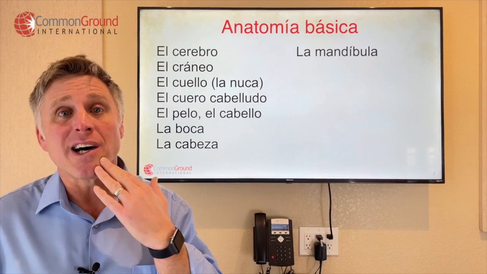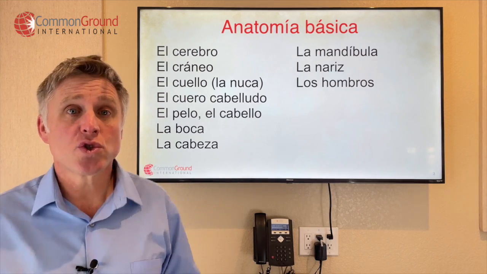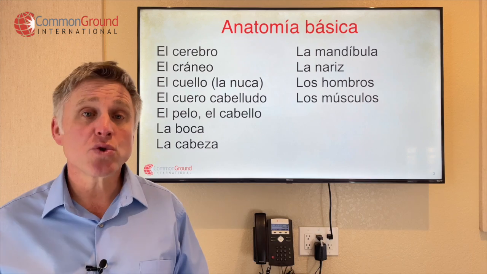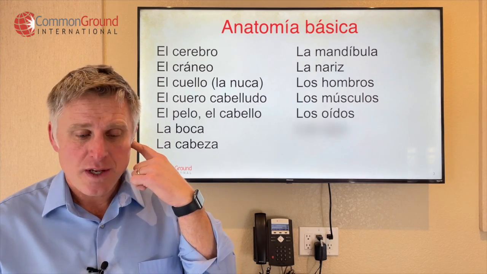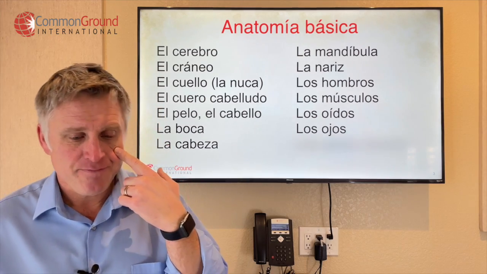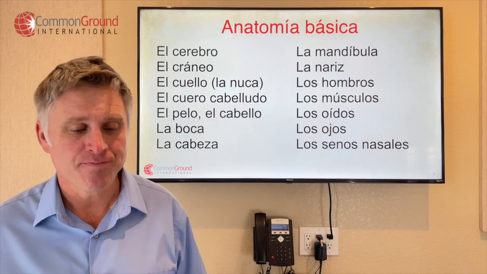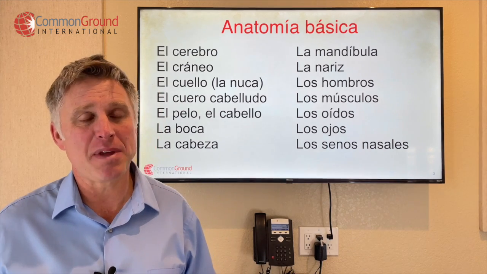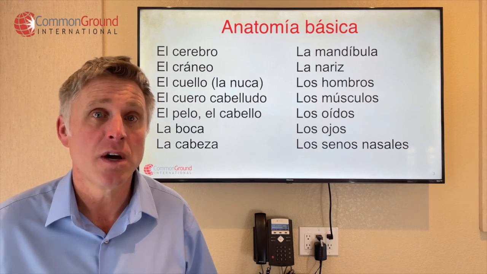La mandíbula, jaw. La nariz, nose. Los hombros, shoulders. Los músculos, muscles. Los oídos, ears. Los ojos, eyes. Y los senos nasales, so the sinuses. Okay, so that's some basic anatomía that may come up in your descriptions and your conversations around headaches.